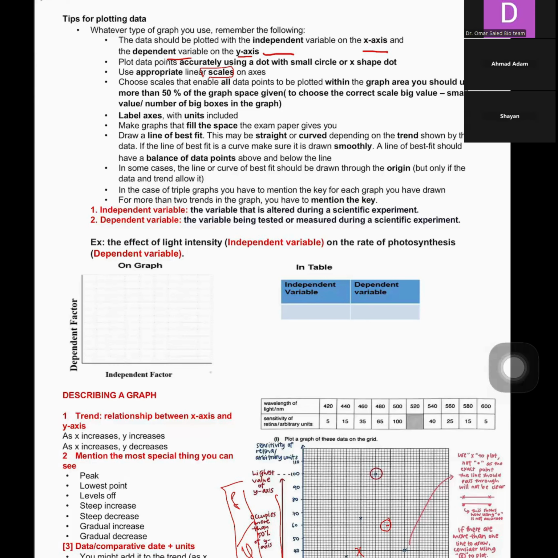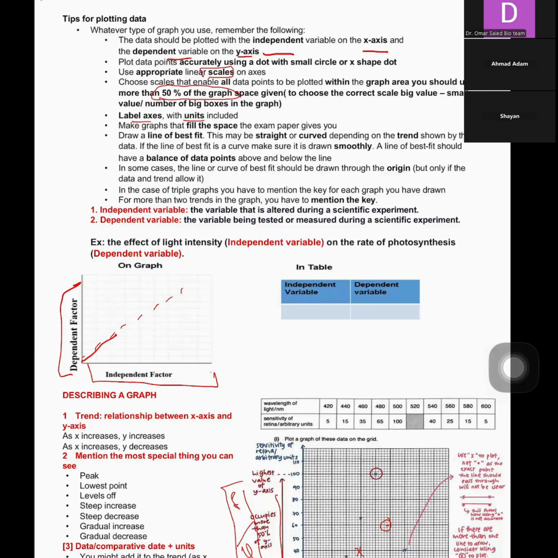Very important. Another rule, you have to use a scale. What does the scale mean? It should be an equivalent scale, and we'll practice how to make a good scale, inshallah. Point number three: your graph must pass more than 50% of the space given. For example, don't draw your graph here. This is wrong. The graph should extend more than 50%. So you should use your scale wisely. Next, you have to label the axis with units.